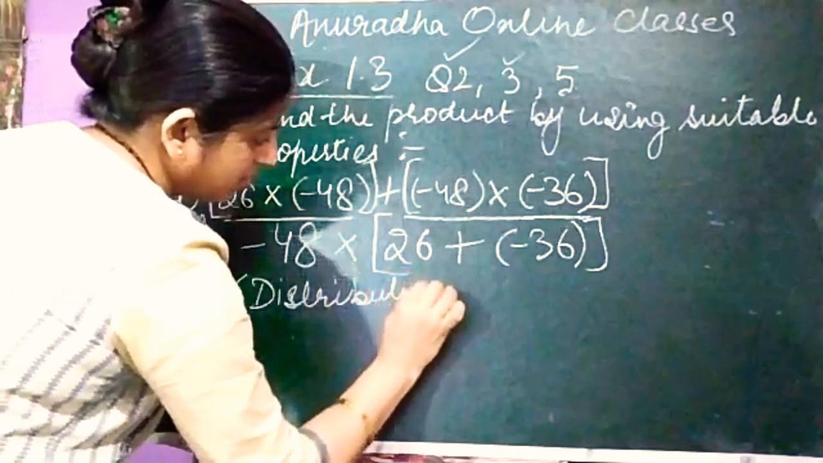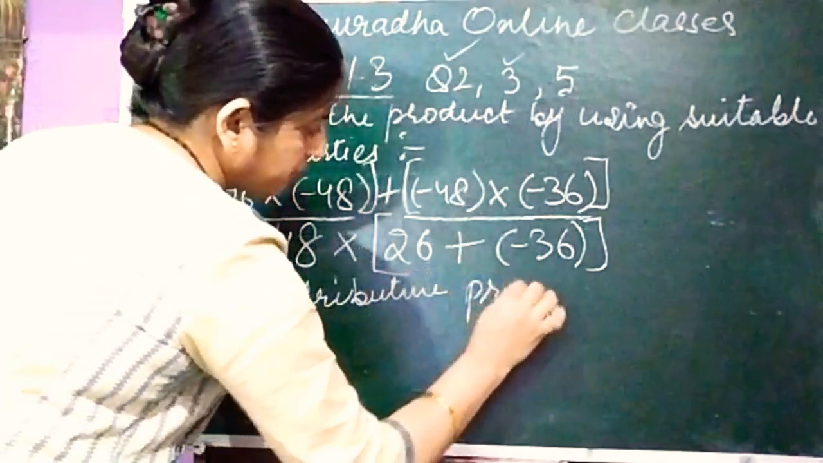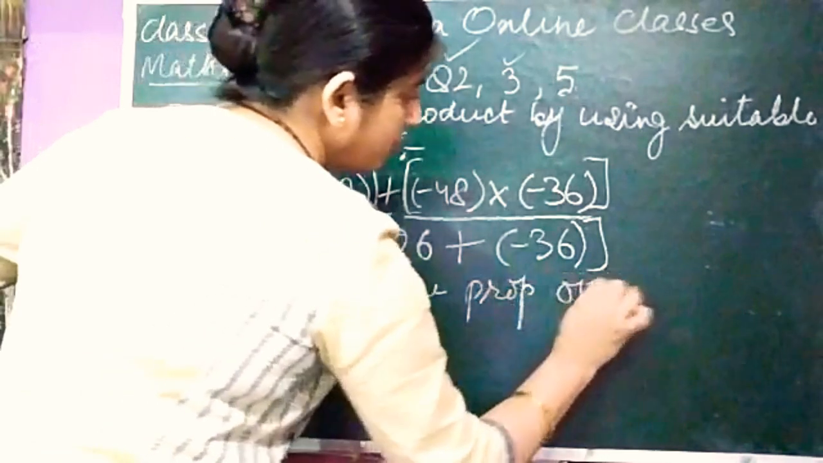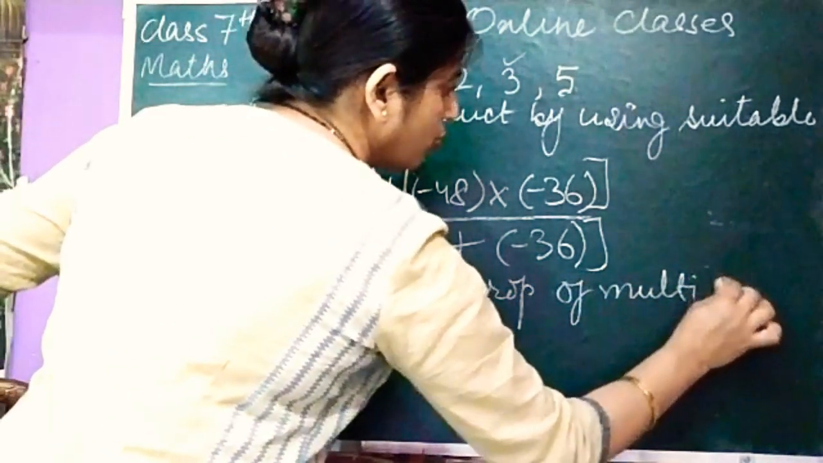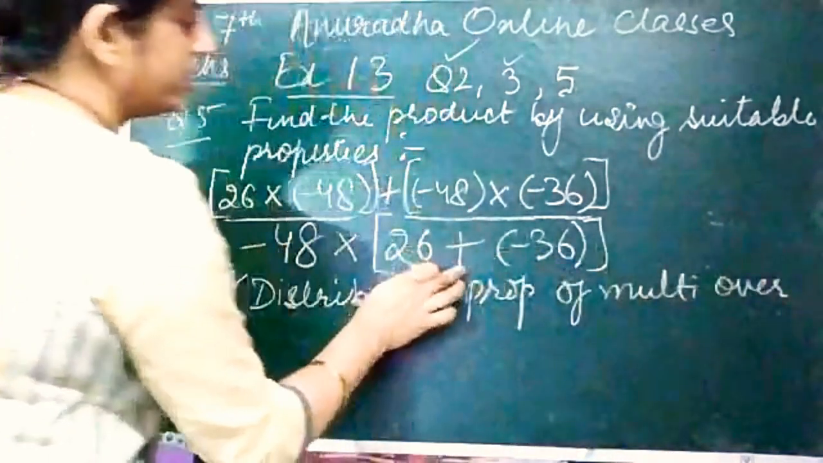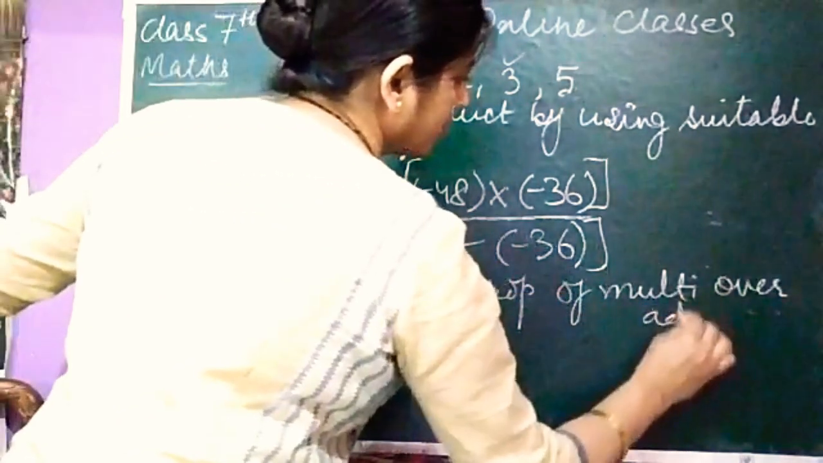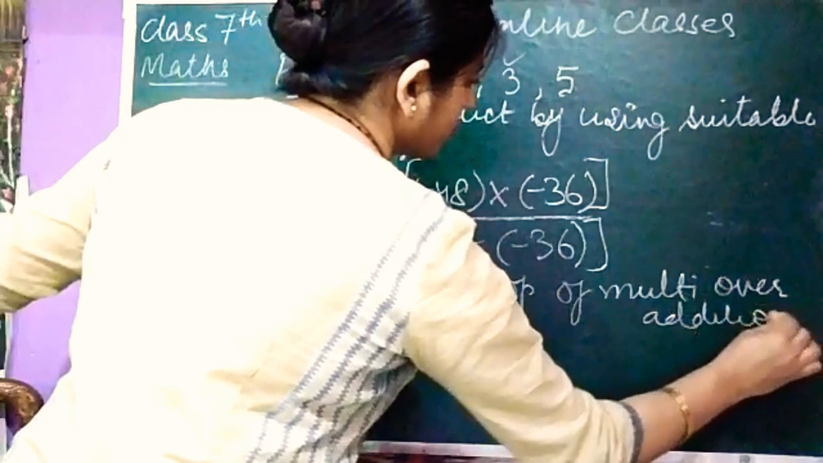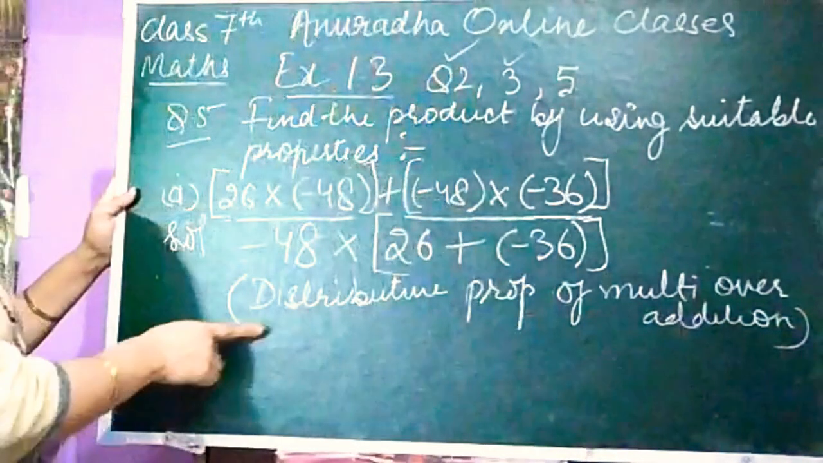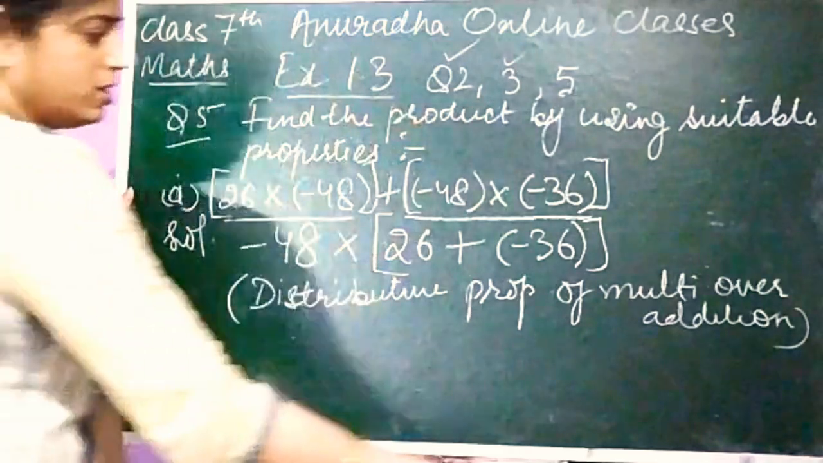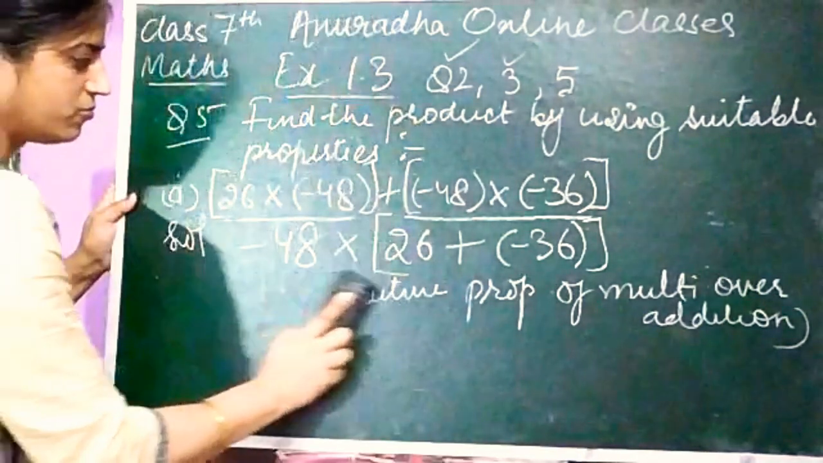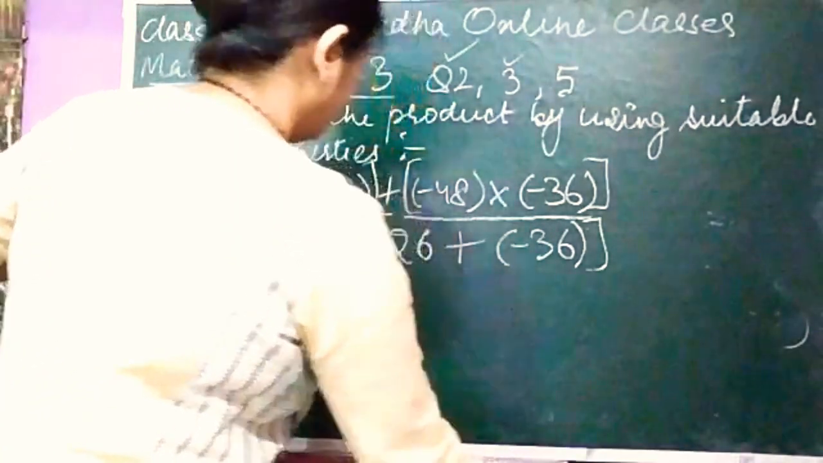Distributive property of multiplication over addition. Okay, so which property is used here? It is distributive property of multiplication over addition. So I am just rubbing it out for doing the question further.